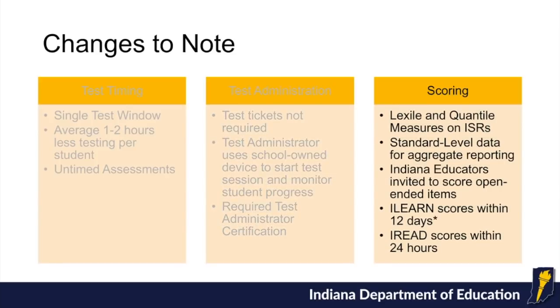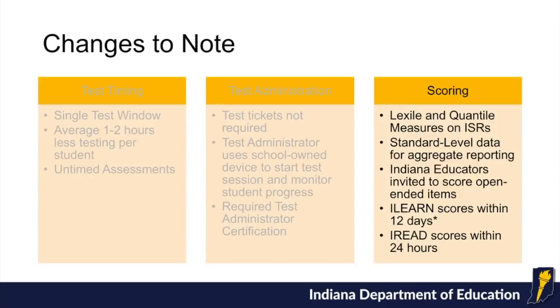Scoring also brings us some exciting new changes. You need ILEARN data to be evidence-based and actionable, and we are working very hard to meet that need. Individual student results will continue to provide a scale score and subscores for reporting categories. Lexile and quantile scores will also be provided.